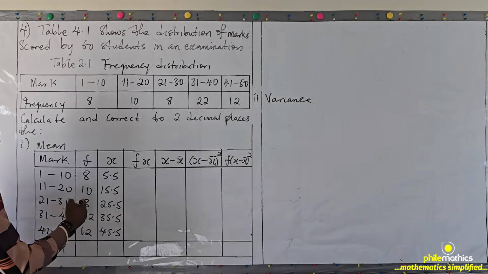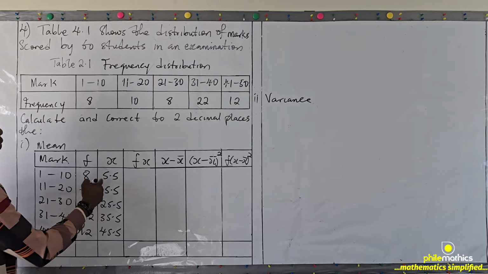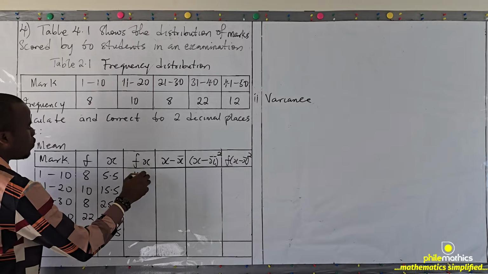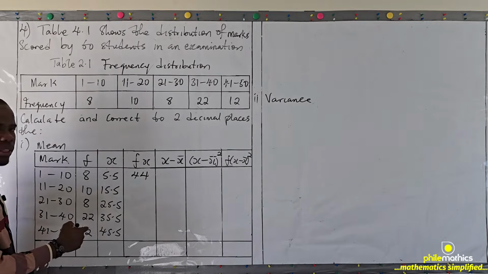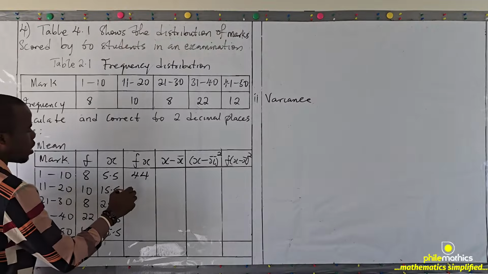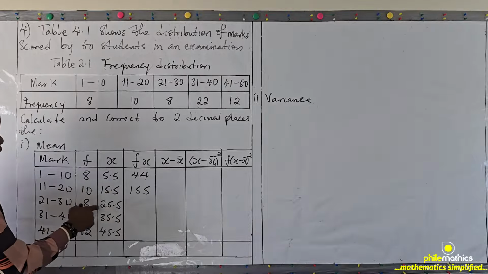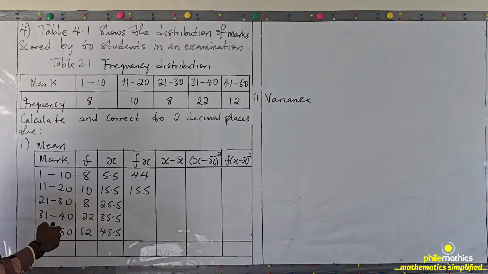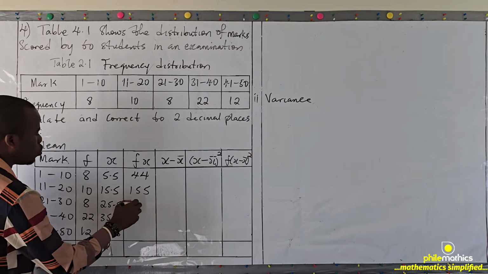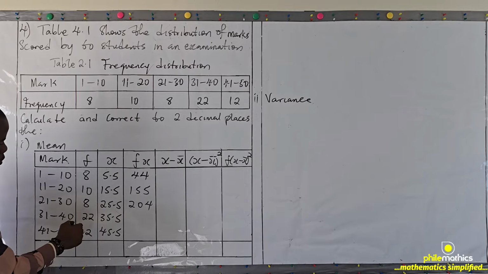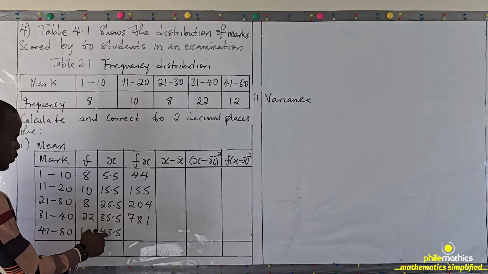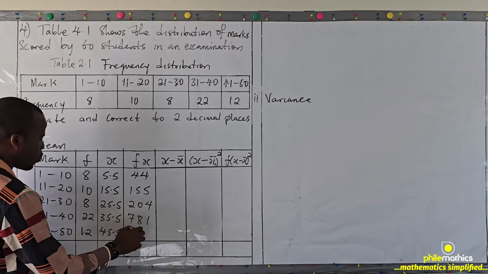So fx simply means 8 times this. 8 times 5 is 40, and 8 times half is 4. So this is 44. 10 times 15 is 150, and 10 times half is 5. So 155. 8 times 25 is 200, and 8 times half is 4. So 204. This times this is 781, and 12 times 45.5 is 546.